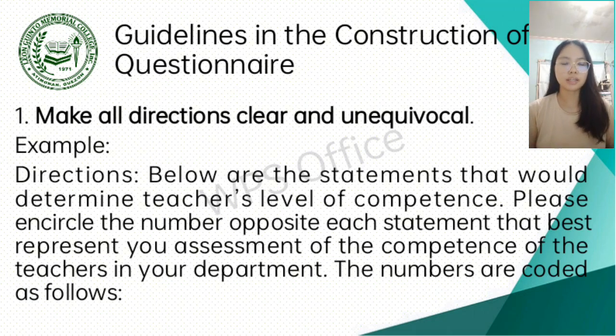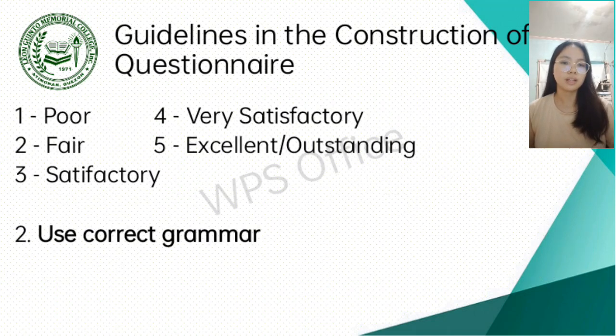For example: below are the statements that would determine teachers' level of competence. Please encircle the number opposite each statement that best represents your assessment of the competence of the teachers in your department. The numbers are coded as follows. It has 1 to 5. 1 is poor, 2 is fair, 3 is satisfactory, 4 is very satisfactory, and 5 is excellent or outstanding.